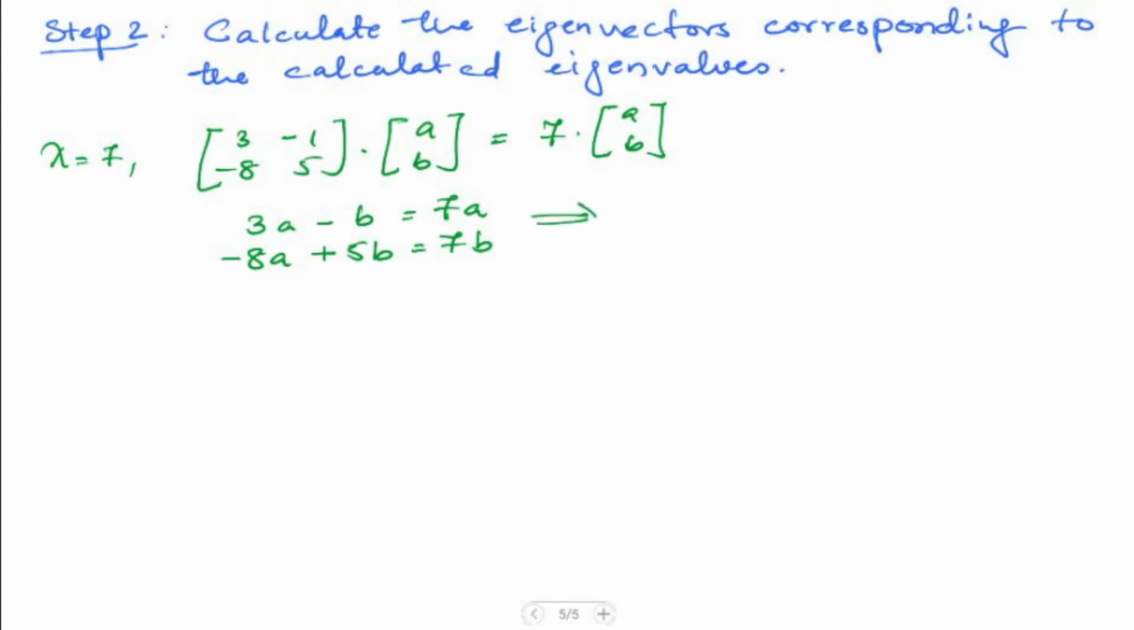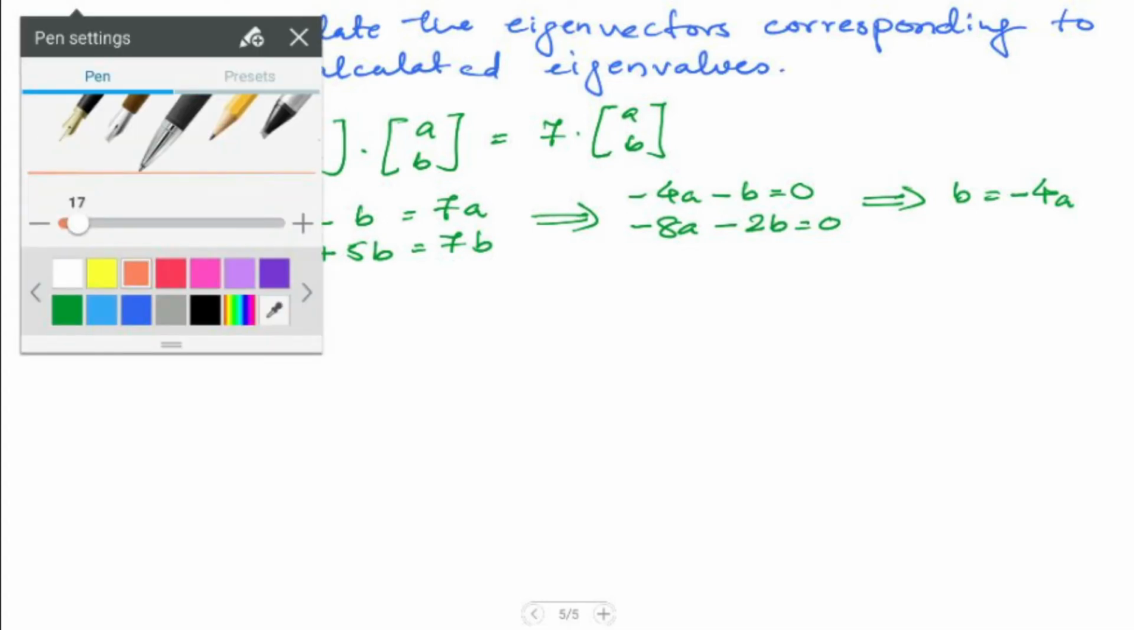Now, if you solve one more step further, if you take the 7a to the other side, you get minus 4a minus b is equal to 0. And here you will get minus 8a minus 2b is equal to 0. Solving that for both of them, you will get b is equal to minus 4a. So we just got the value here. Now with this value, we can find out the corresponding eigenvector.